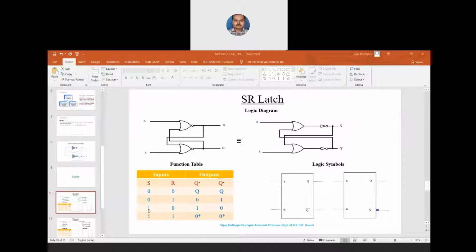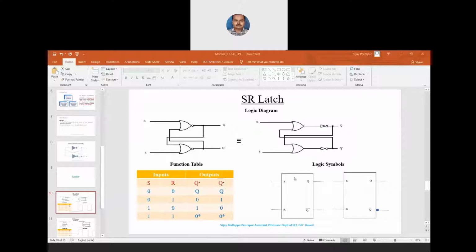Similarly, when S is 1 and R is 0, the output is always equal to logic 1 irrespective of the previous state. And when both S is 1 and R is 1, what do you understand by this one? As I said, the output is an undefined state. We call it a forbidden state here.